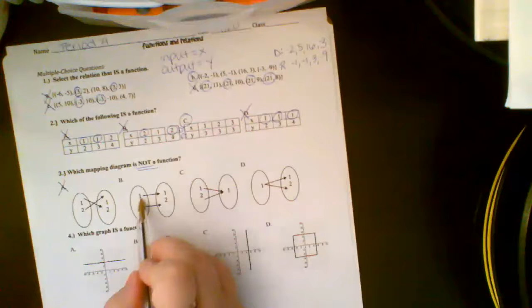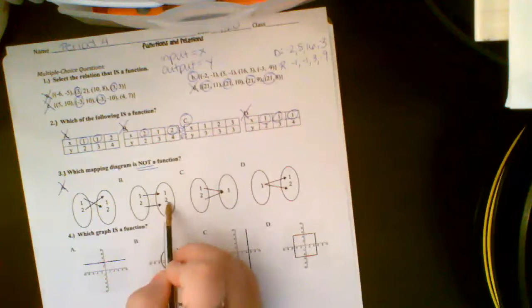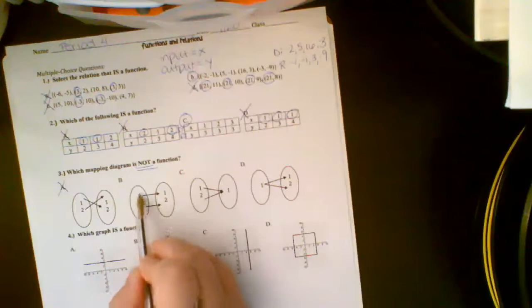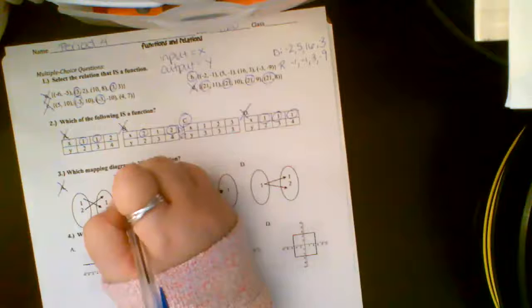Letter B, 1 is mapped to 1, 2 is mapped to 2. Neither of the inputs where the arrows start have more than 1 arrow. So B is a function.